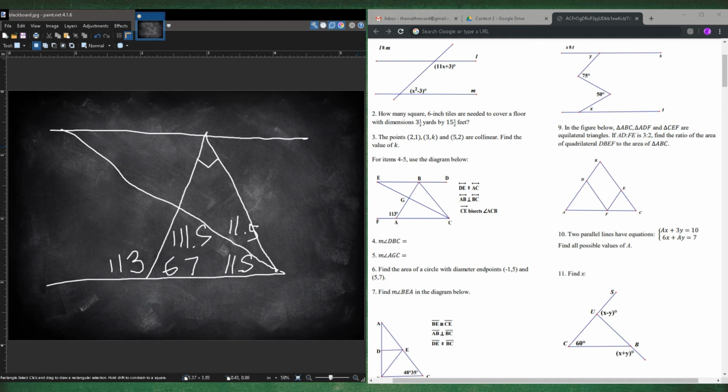Okay. And since these are vertical angles, CE and AB, we could say this is also 111.5. And since this angle is the same as this angle, just add these two angles: x plus 111.5 is equal to 180. You basically just write the other angle, which is just 67 plus 11.5, which is 78.5.